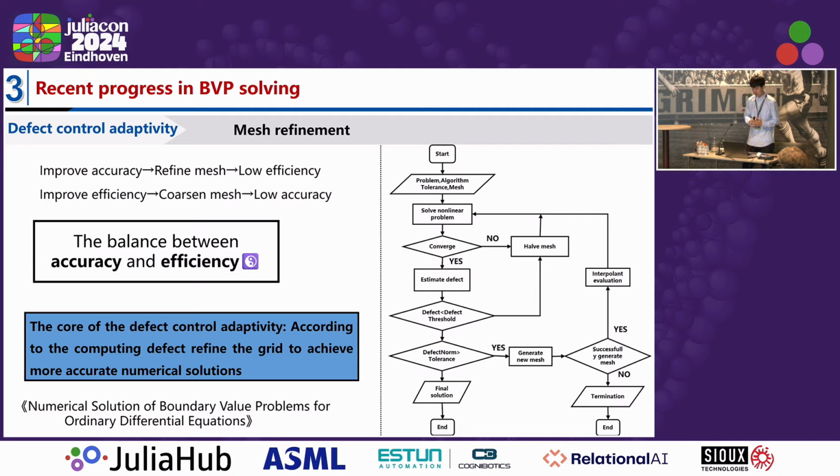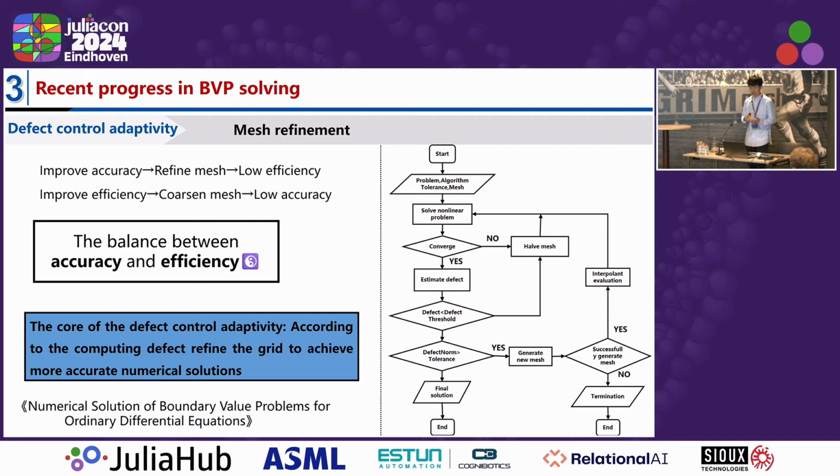The reason we need the adaptivity is that for any numerical algorithm, if we want an accurate numerical solution, we need our mesh to be pretty small to get higher accuracy. But on the other hand, as we improve the accuracy of our numerical solution, the performance may fall, right? It comes to the opposite part. If we want to improve our performance, we need to use a coarser grid to accelerate the whole solving process. But in this case, the accuracy may also fall. So the defect control adaptivity here is to achieve a balance between accuracy and efficiency.